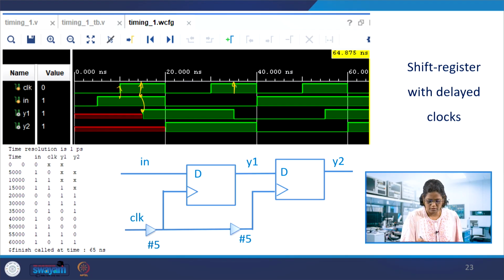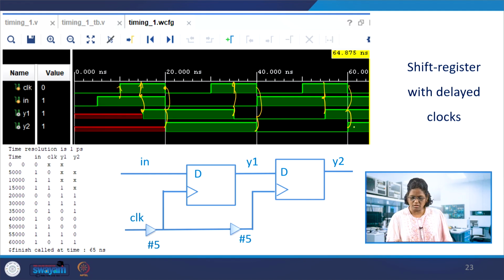Similarly, look at this point and assign it; look at this point and assign this, whereas this is getting that after 10 time units. Look at this and assign it, look at this one and assign this. So this is a shift register with delayed clocks. Delayed evaluation means that the clock is delayed.